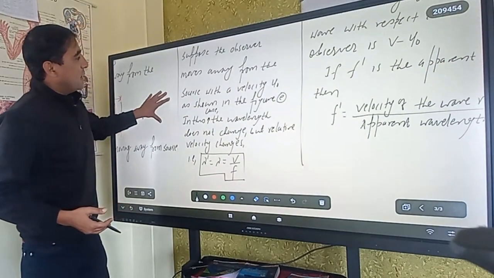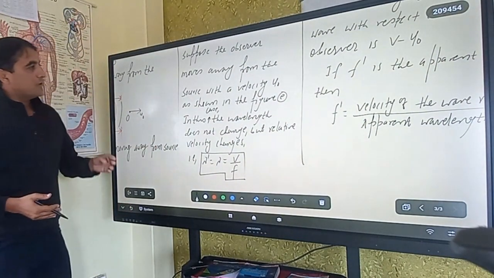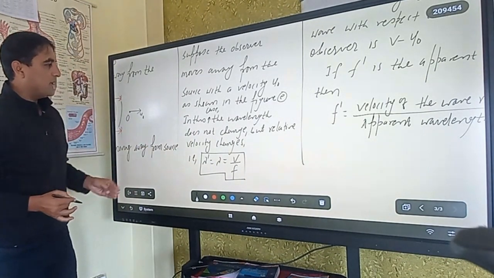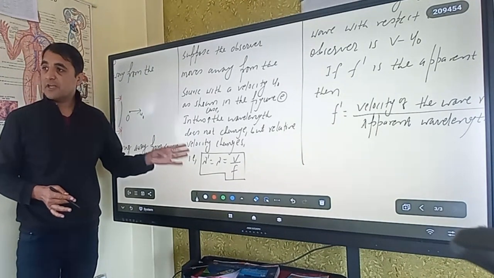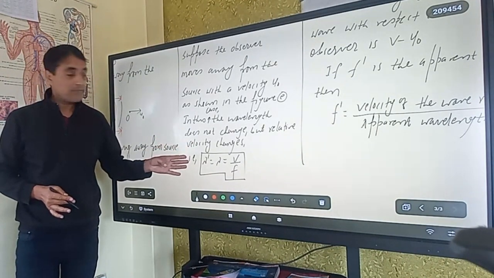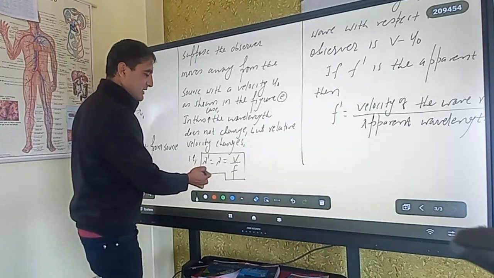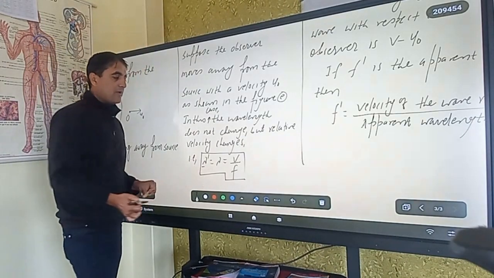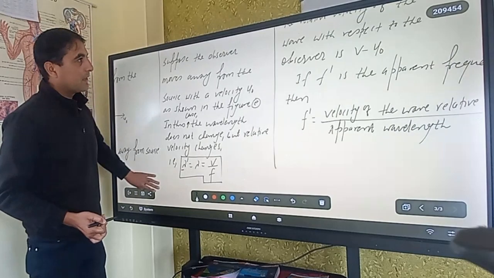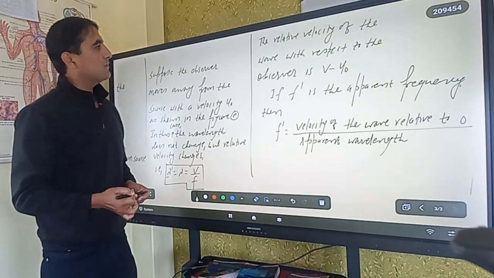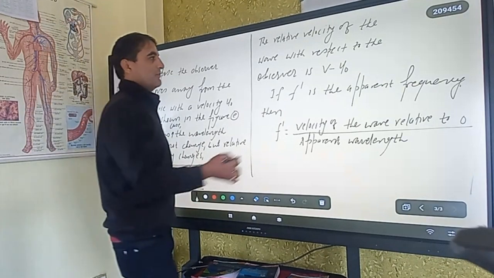Let's suppose the observer moves away from the source with a velocity u, as shown in the figure. In this case, the wavelength does not change. This is the same statement which we wrote yesterday, but the relative velocity changes. As the wavelength does not change, you can write lambda prime equals lambda equals v by f. As the relative velocity changes, the relative velocity of the wave with respect to the observer is v minus u.